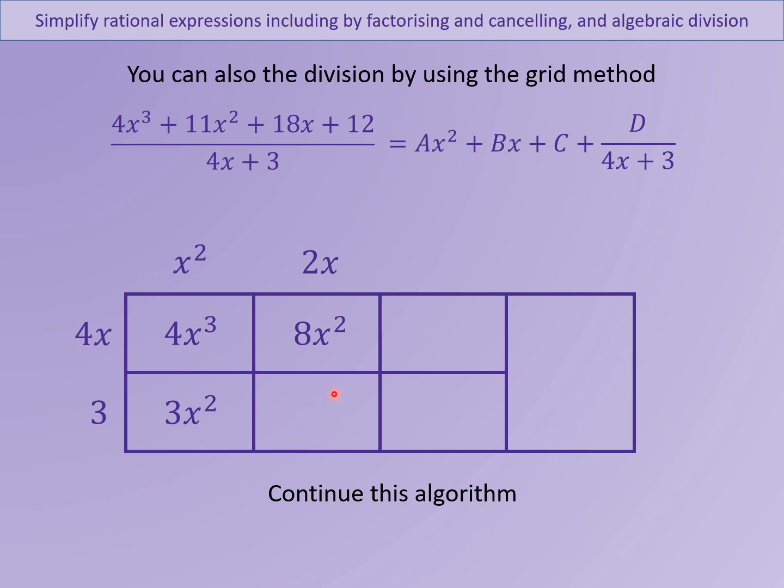That allows me to fill out this part of the grid. 3 times 2x, 6x. Right, now I'll go again. 18x. Now I've got 6x already. I want 18x, so I'm going to need an extra 12x. 4x times what gets me 12x? Well, to me that would be just the number 3. And 3 times 3 is 9. Now the issue is I wanted 12, I've got 9 so far, so I'm going to need an extra 3.